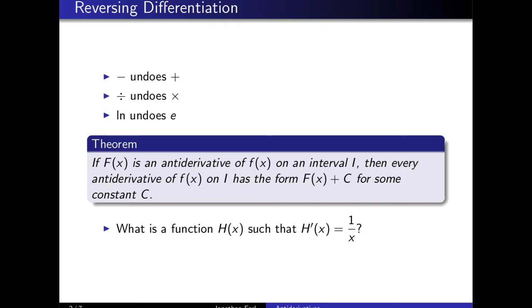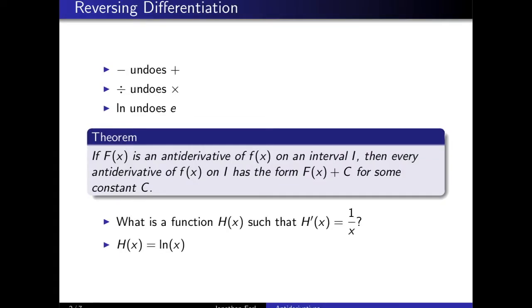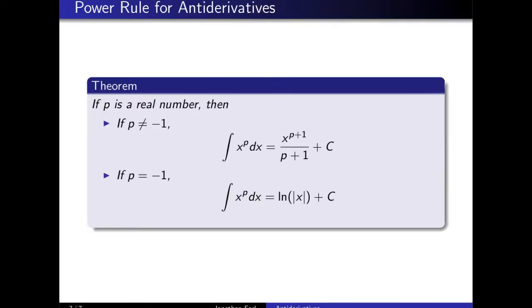Okay, well, what about 1 over x? Well, if you want to come up with a function whose derivative is 1 over x, well, natural logarithm suffices. Okay. Alright, so that leads us to the power rule for antiderivatives. So what we're going to do for an antiderivative is we're going to use this kind of stretched S symbol. So this says we are going to find the antiderivative of x to the p, and this dx means we're doing it with respect to x.